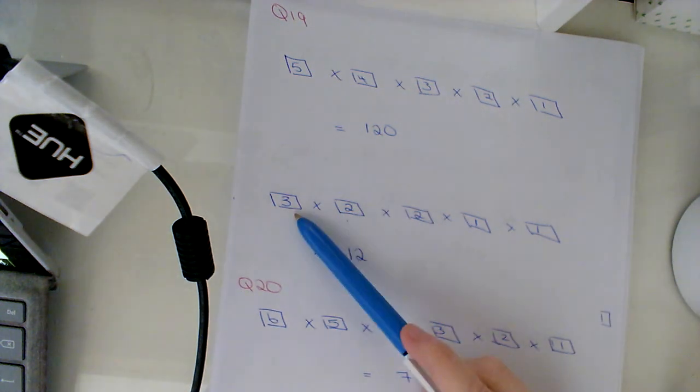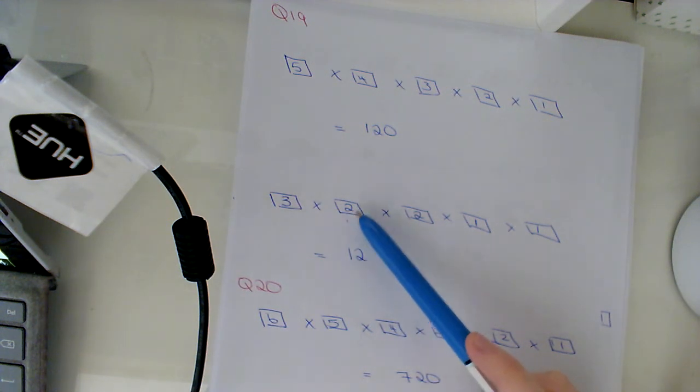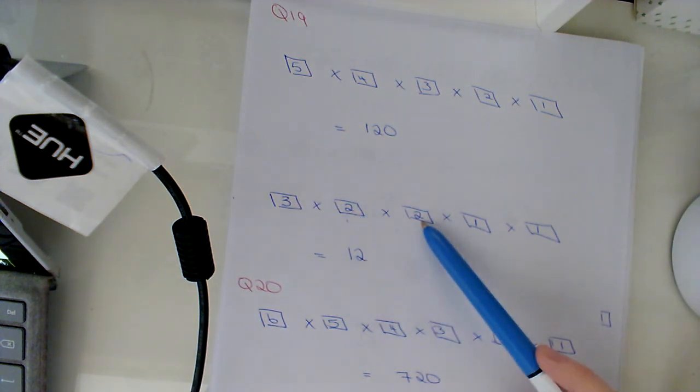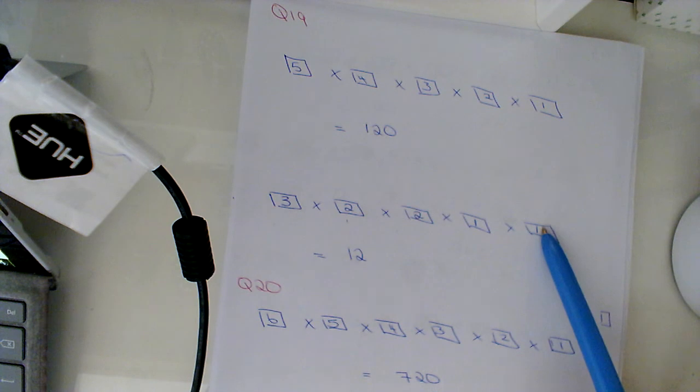Question 20, it says, in how many different ways can the letters of the word piglet be arranged if there are no restrictions? So I drew out my boxes, and there's 6 letters in piglet, so I did 6 by 5 by 4 by 3 by 2 by 1, and I get 720.